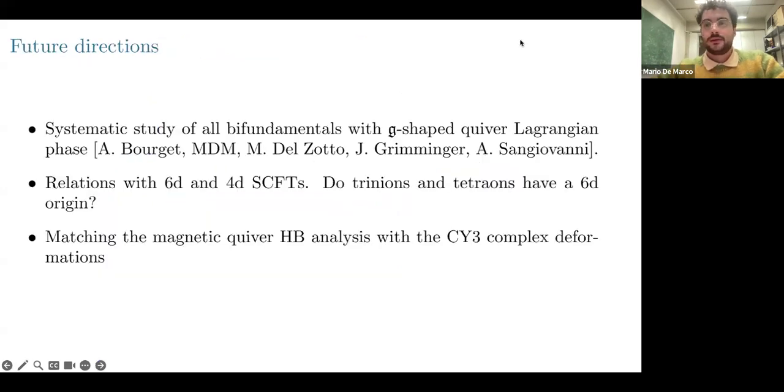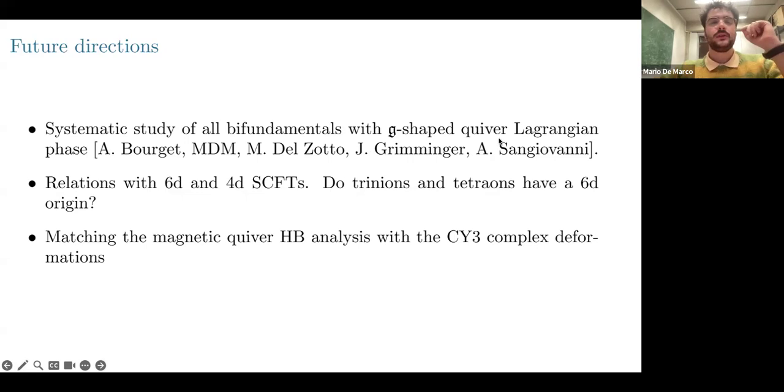Okay, so let me conclude by giving an appetizer of the current direction of investigation. So first of all, we would like to systematically study and list all the bifundamentals that admit such a G-shaped Lagrangian quiver phase with gauge group of type SU. This is important. And this is an ongoing work with Antoine Bourget, Michele Del Zotto, Julius Grimminger, and Andrea San Giovanni.